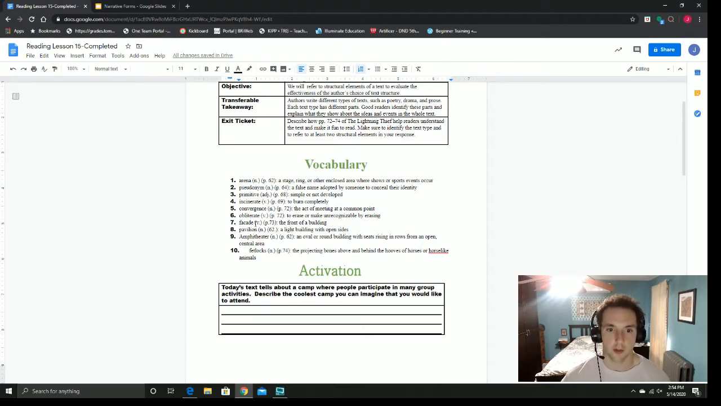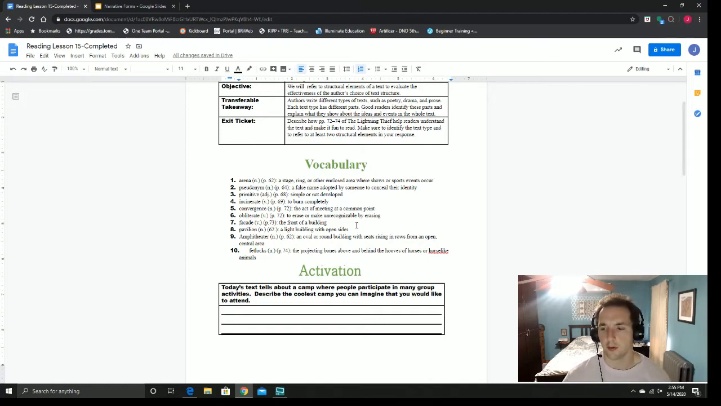Number 7 is the word facade, which is the front of a building. Sometimes facades are referred to as fancy because they're nice, but a lot of times it just means the front of a building. Number 8, the word is pavilion, which means a light building with open sides.